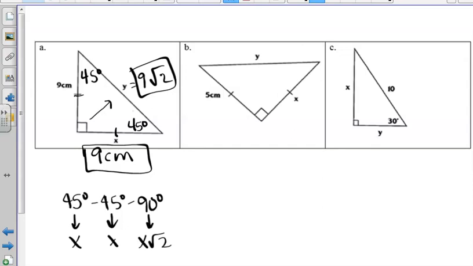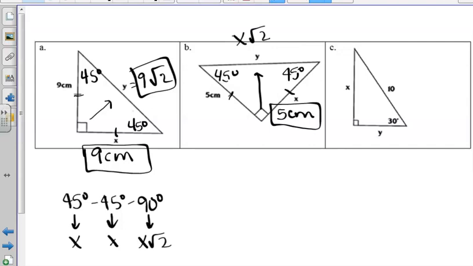In B, we also notice that there are tick marks. So we know that this is an isosceles right triangle. If one leg is 5 centimeters, then x must also be 5 centimeters long. Opposite the 90-degree angle, we know should be x root 2. Therefore, the side length, or the y value, is 5 root 2.